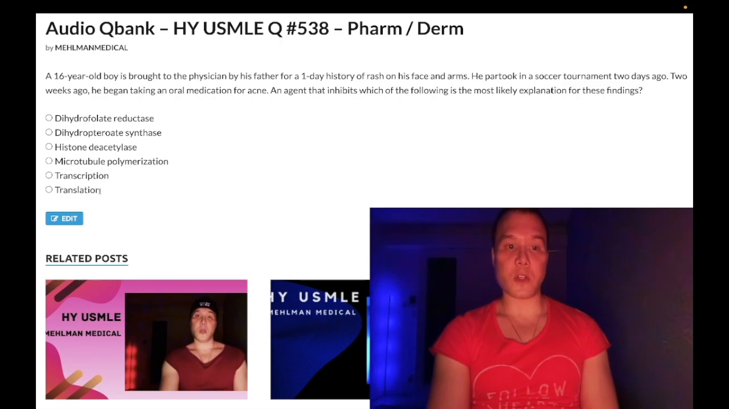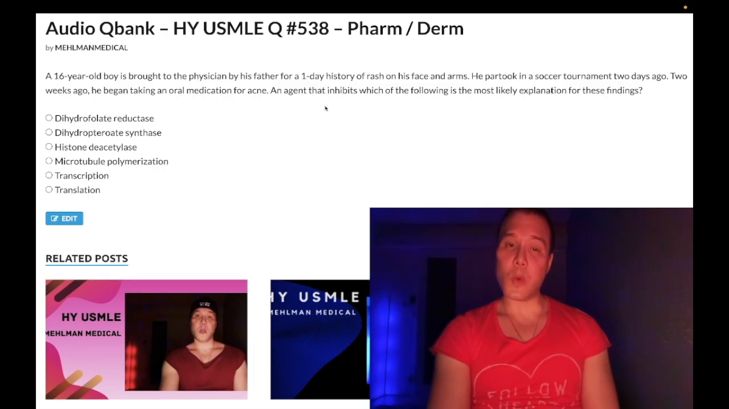Choice F, translation, is the correct answer. So obviously we have a myriad of agents. Okay, we have 30S, 50S inhibitors. This is referring to tetracycline antibiotics. Okay, inhibits 30S, prevents the aminoacyl tRNA from binding to the A site.